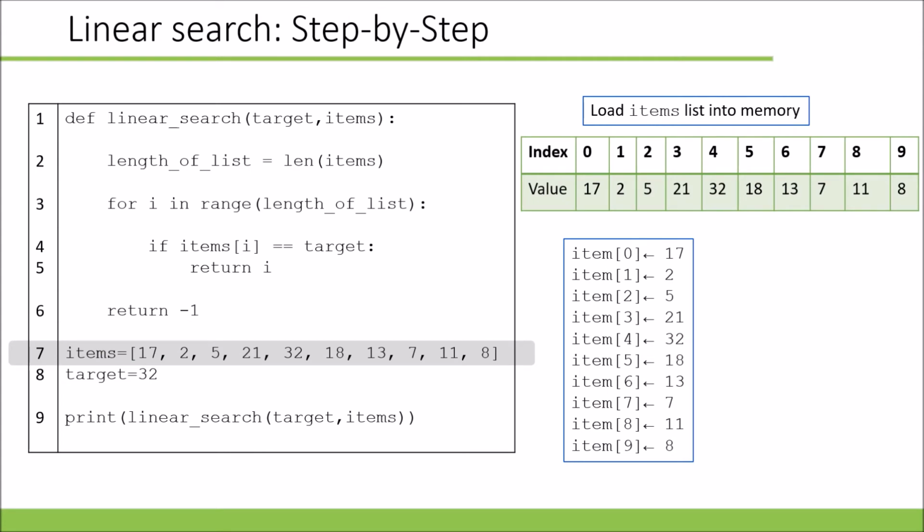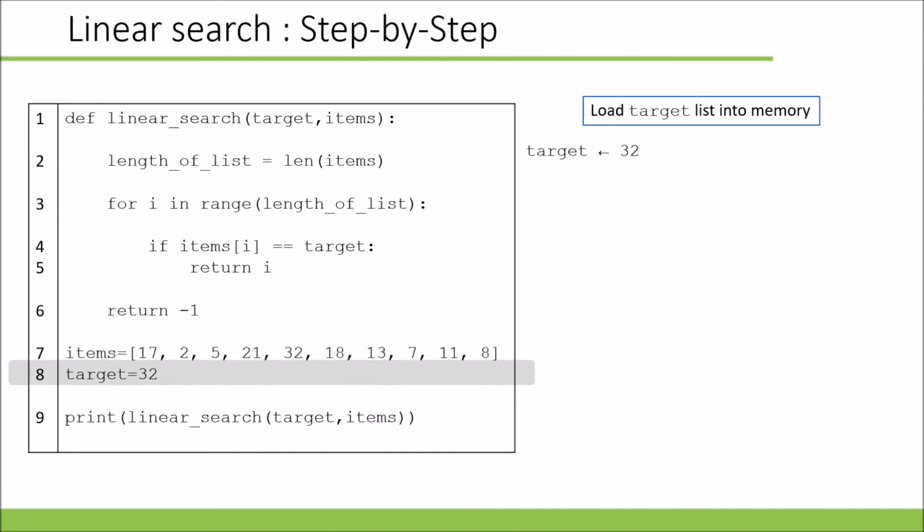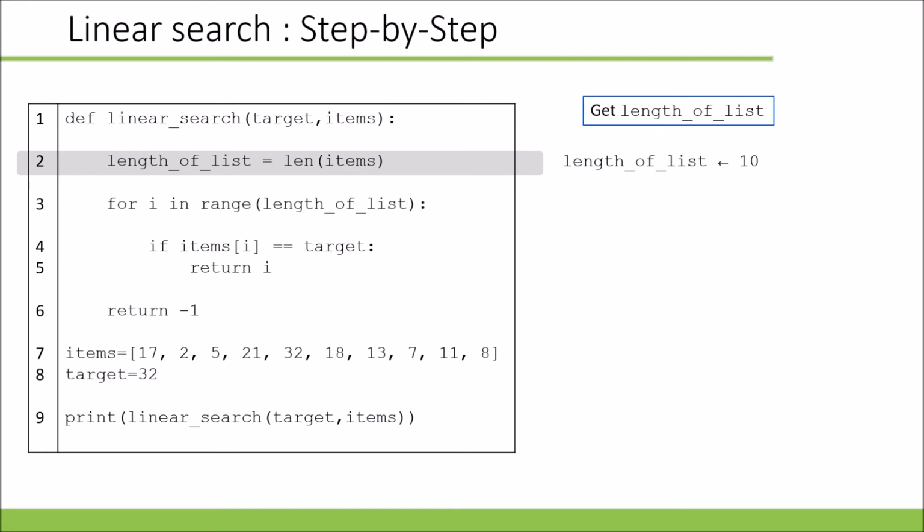So let's now trace our linear search algorithm. We have a list of items, there are 10 integers there, and we have that indicated against the index position, so you can see this on the top right hand side here. The first stage is to load those integers into a list called items, so that happens on line 7. On the next step, we identify our target value, which is number 32. Then the algorithm determines the length of the list, which contains 10 items.